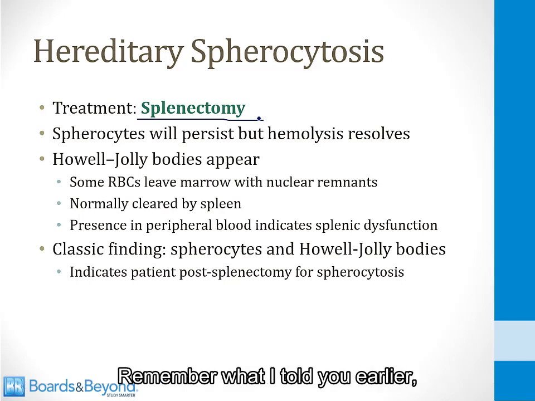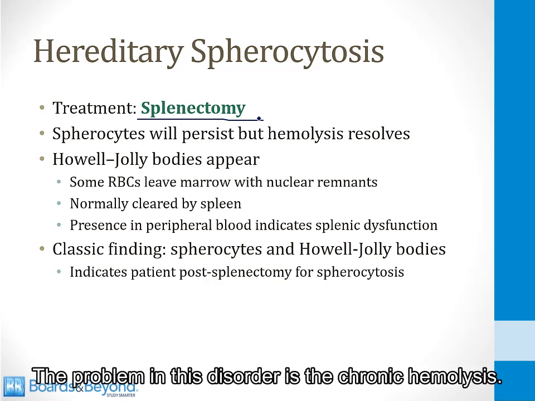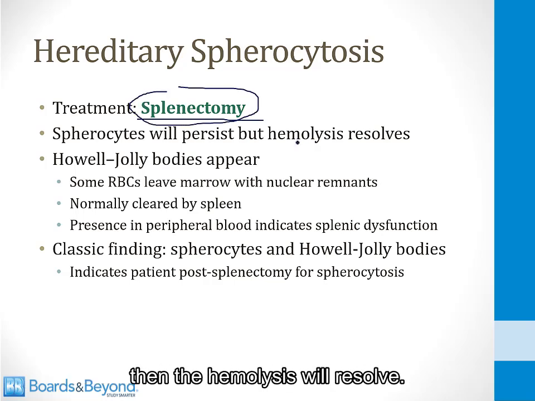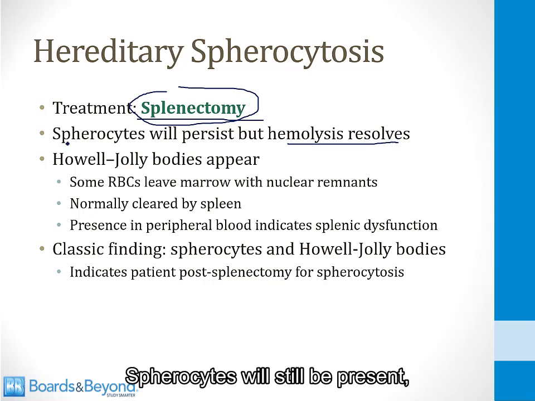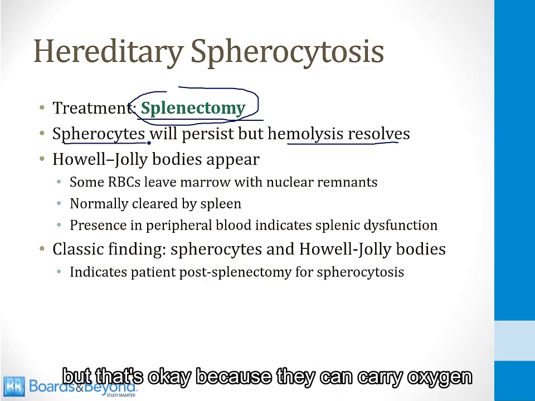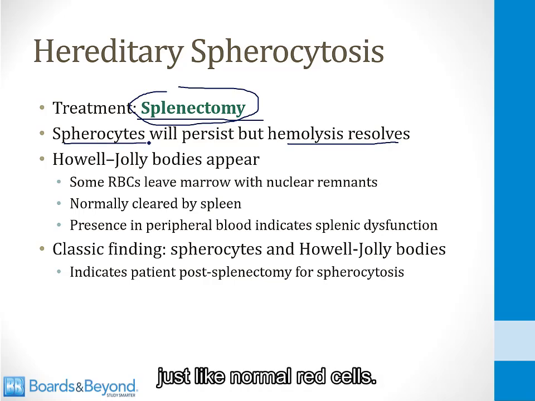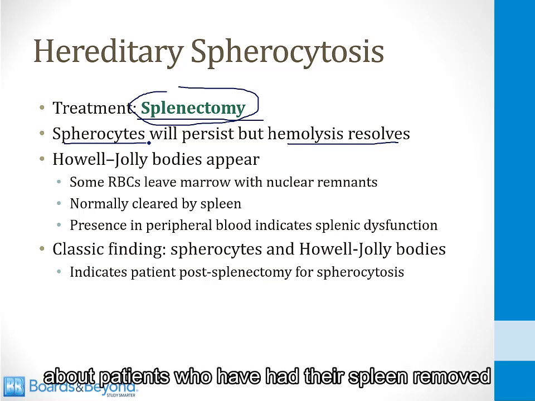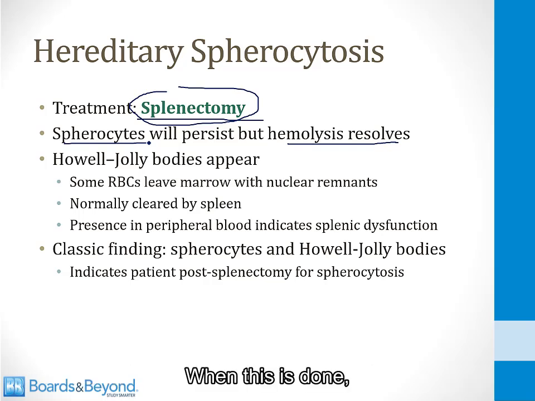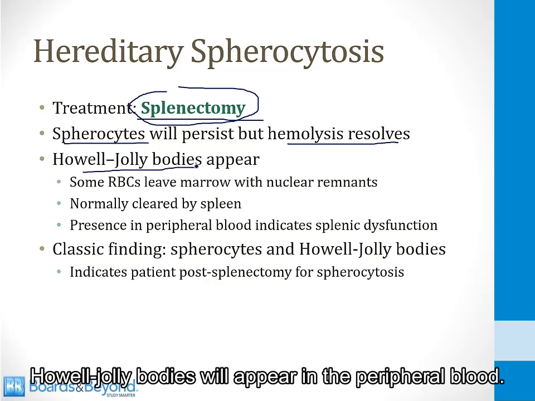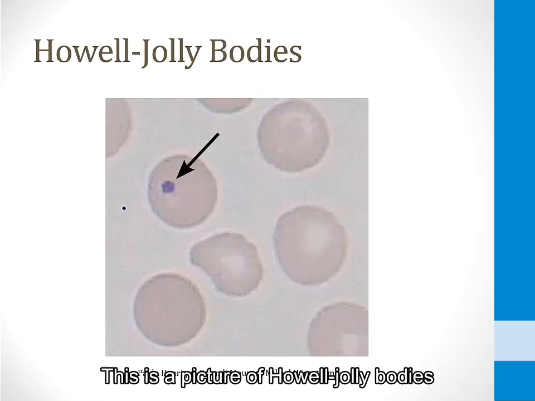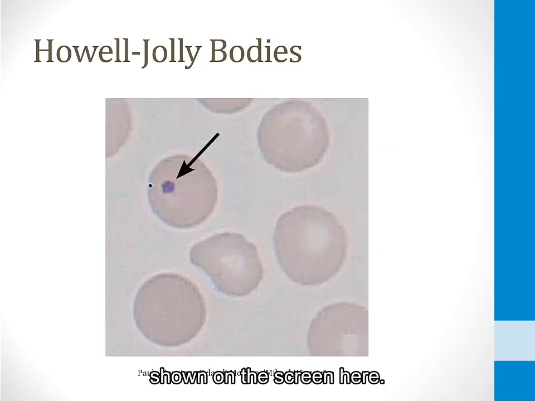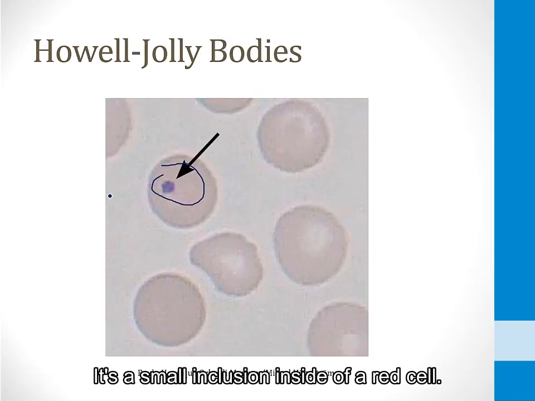Remember what I told you earlier, spherocytes are normal in terms of their oxygen carrying capacity. The problem in this disorder is the chronic hemolysis. If the spleen is removed, then the hemolysis will resolve. Spherocytes will still be present, but that's okay because they can carry oxygen just like normal red cells. Now, one important thing you should know about patients who have had their spleen removed for spherocytosis. When this is done, Howell Jolly bodies will appear in the peripheral blood. This is a picture of a Howell Jolly body shown on the screen here. It's a small inclusion inside of a red cell.